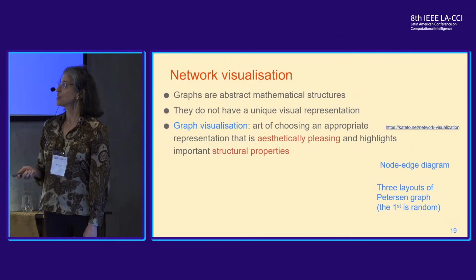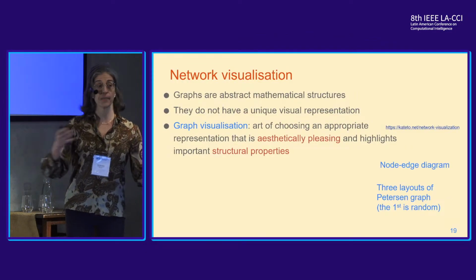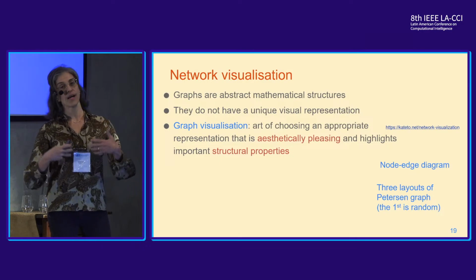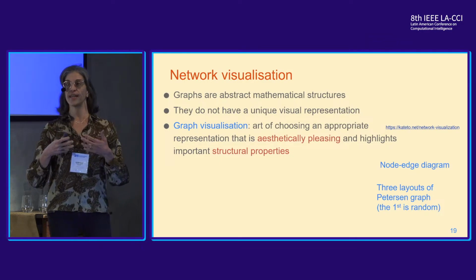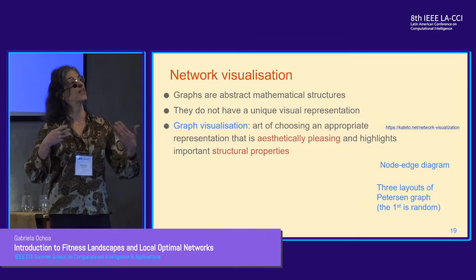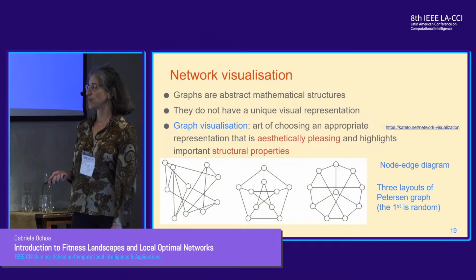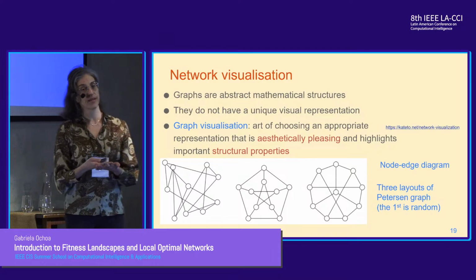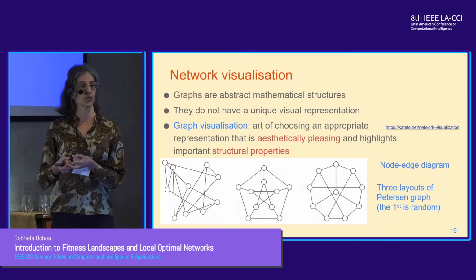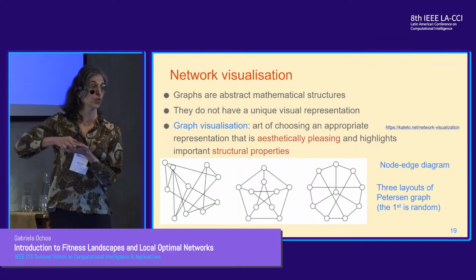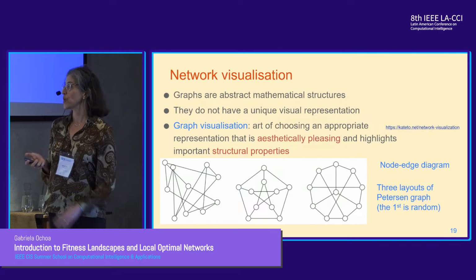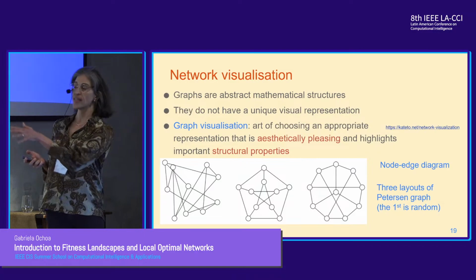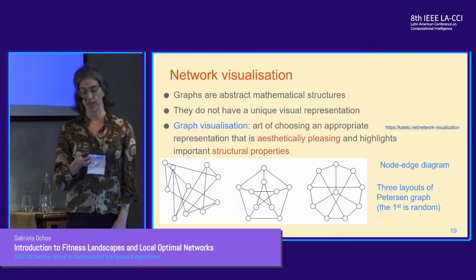So I got interested in network visualization. I mentioned graphs are mathematical objects. They don't have a unique representation. So the idea of graph visualization is to find a way of representing the graph visually that is not only aesthetically pleasing, but also reveals the structure of the system, of the network. This is an example of a very simple graph. The layout of a graph is simply finding the coordinates for the nodes. At the end, we want to put this graph object onto a plane, so we need to find the coordinates of each node. This is the same graph with three different layouts: a random layout and two more structured layouts. We can see that layout helps to see the structure of the network.